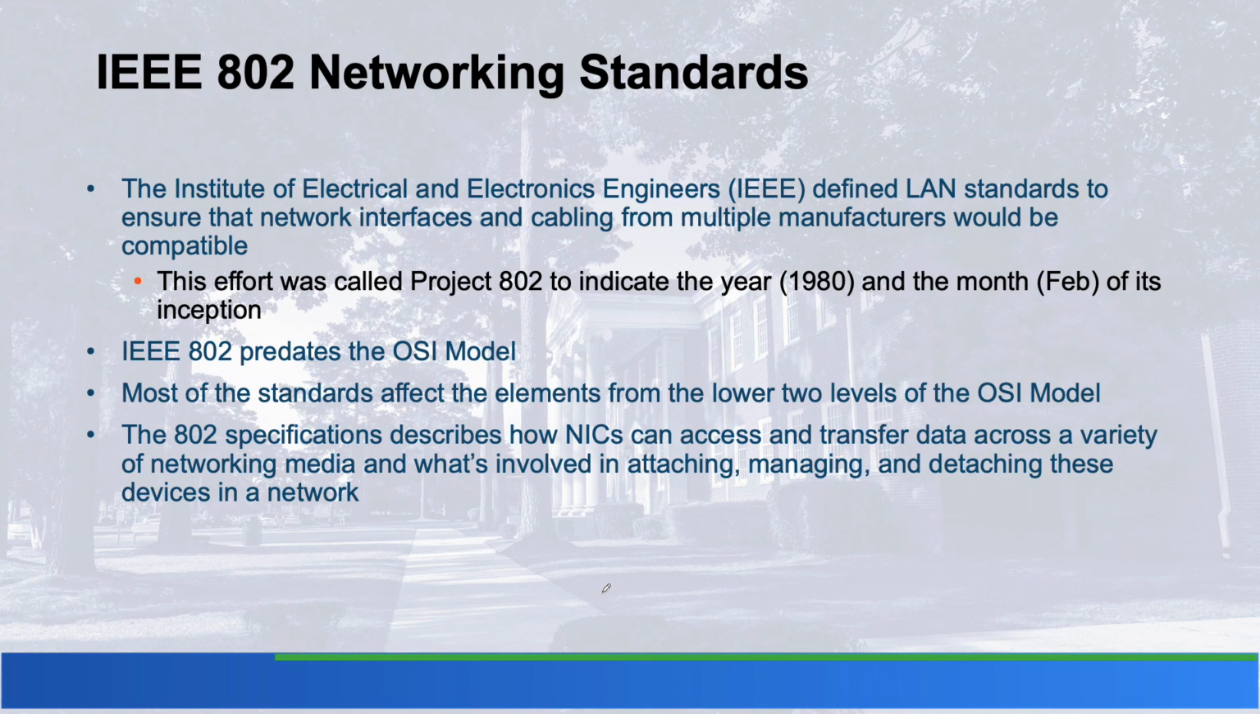IEEE also makes networking standards. IEEE is an international organization. Project 802, which defines all our networking, was introduced in 1980. So 802 is the year and the month of its inception when they first started working on it. That's why it's called Project 802. 802 predates the OSI model. So they've been putting it together before the OSI model.